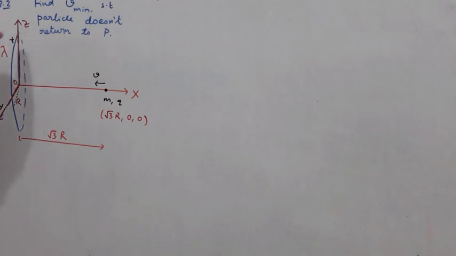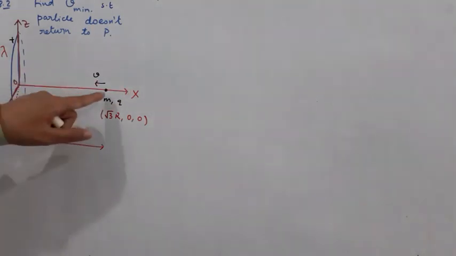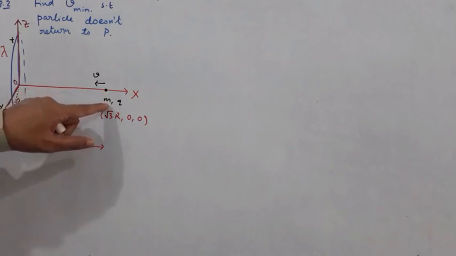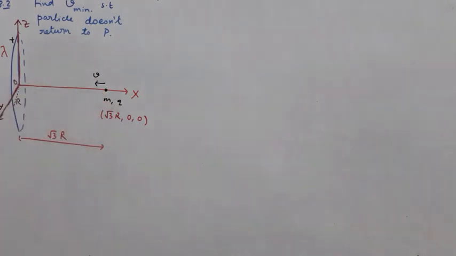O is the center. This ring is lying like so. That plane is the YZ plane. Perpendicular to this plane is the x-axis. On the x-axis, which we have taken passing through the center of the ring, perpendicular to its plane, there is a particle of mass m and charge q, which is projected with velocity v towards the center of the ring. So this charge is thrown in that direction.